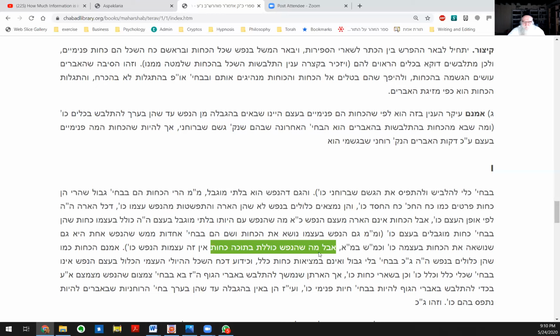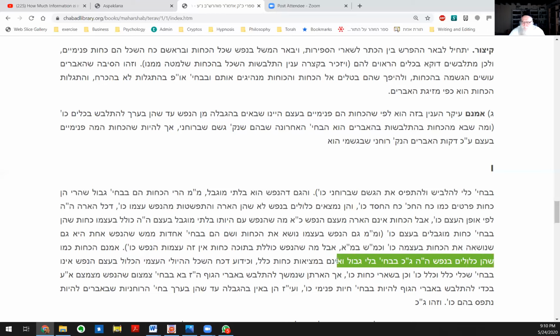So as he says over here, "Ava masha nefesh koleles b'soicha koiches ein ze asmus nefesh." That's not asmus nefesh, right? Asmus nefesh is not koilul koiches. It's noise koiches. Yes. Okay. Omnam hakoiches kamo shehem kluli b'nefesh, harehem gam ken b'chinas b'li gvul.